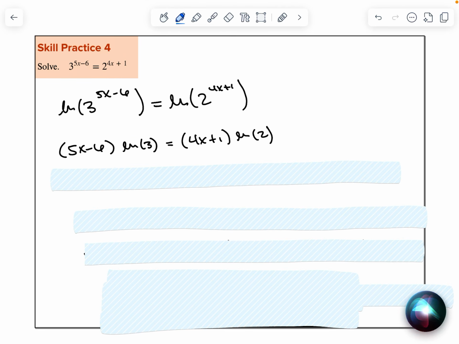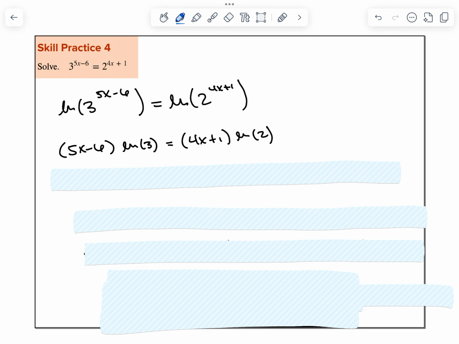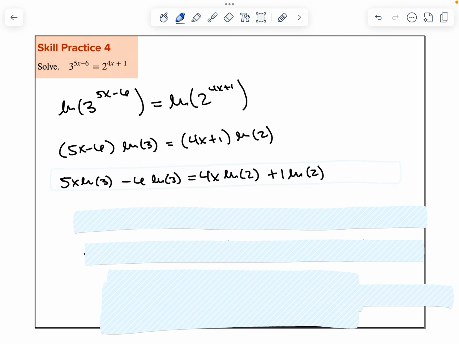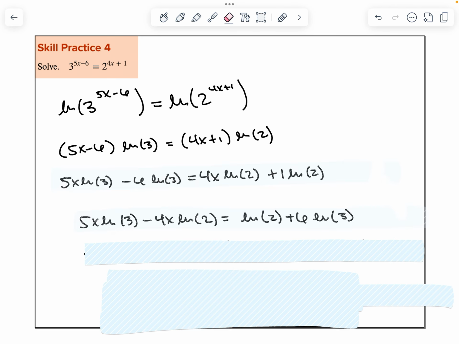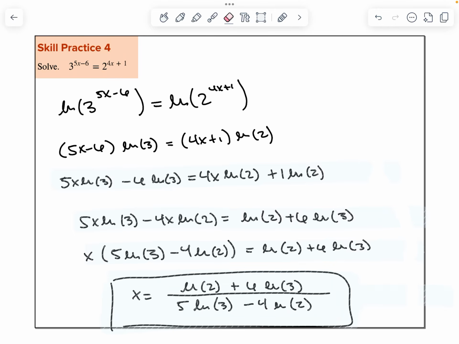Distribute. Try and get the x's to one side, numbers to the other side. Factor out your x. Divide both sides. The answer doesn't look great, but that is the answer. It is an actual answer. We have an answer we could type in the box, and that is the correct answer that ALEKS or MyLab wants.